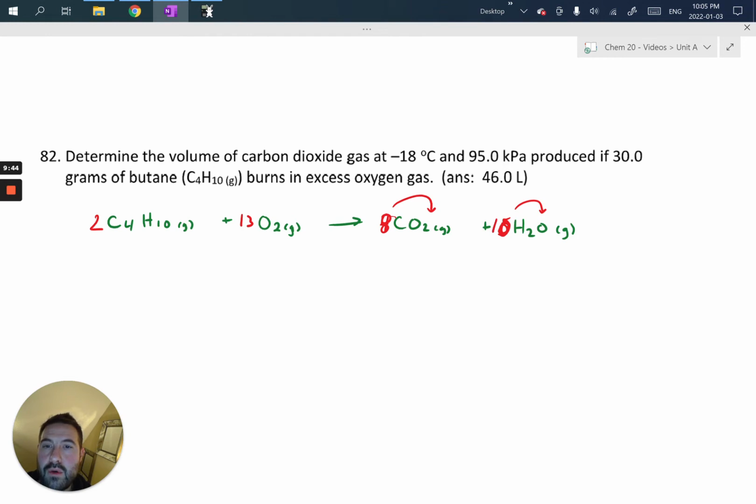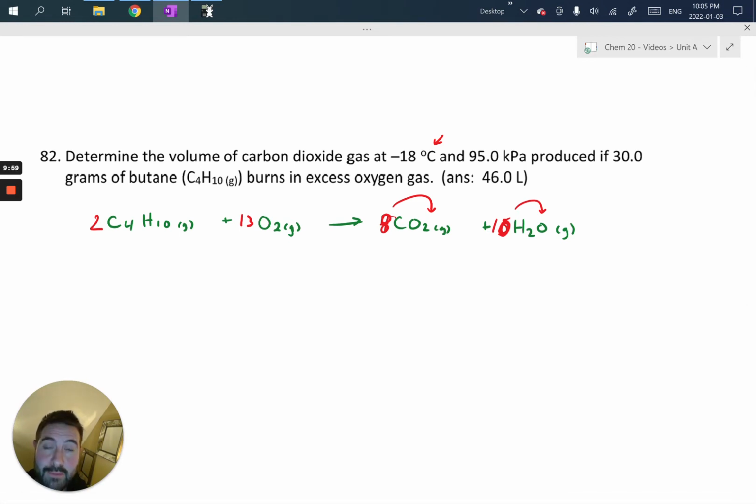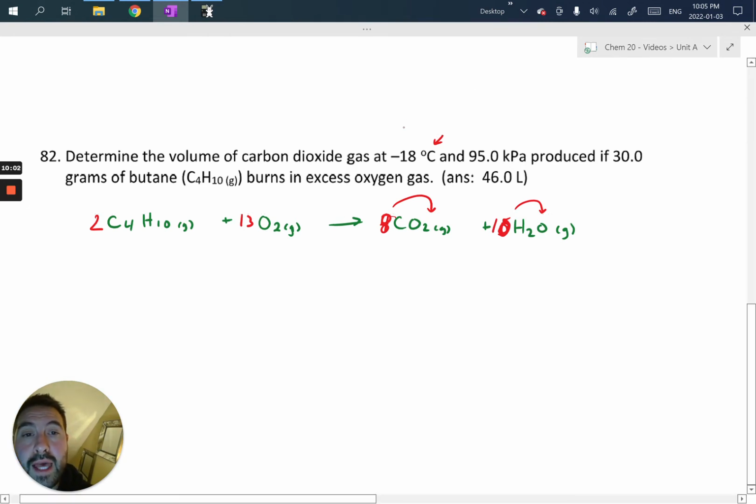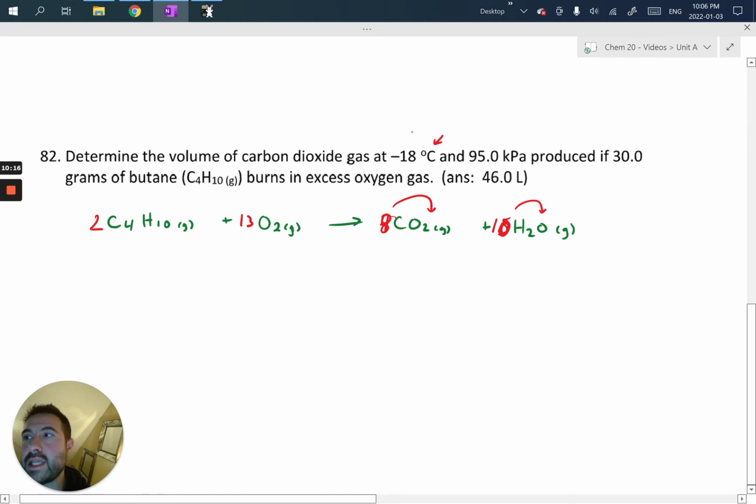Okay, so now let's write down our given and our required information. So right now this should be jumping out at you guys. I have a minus 18 degrees Celsius. You guys need to convert that always to Kelvin. So to do that, I'm going to add 273. Some teachers might ask you to do 273.15. Some teachers might just stick with 273. Let's just do 273 for us. So if I do minus 18 plus 273, I get 255 Kelvin. kPa is good for me.